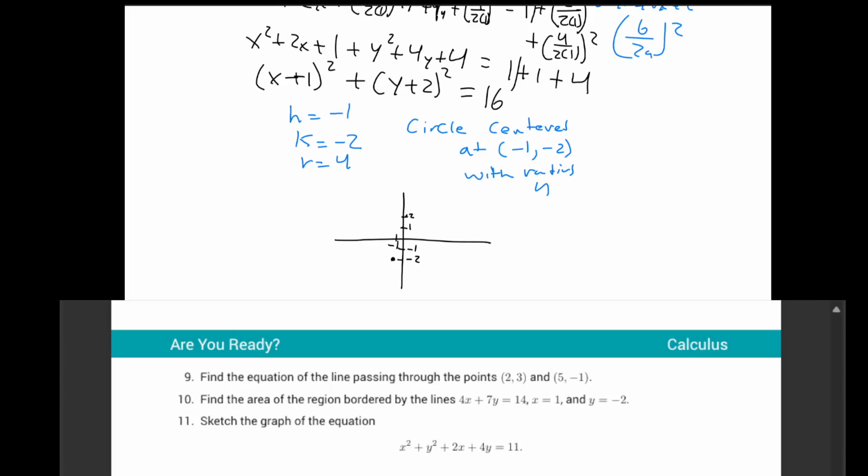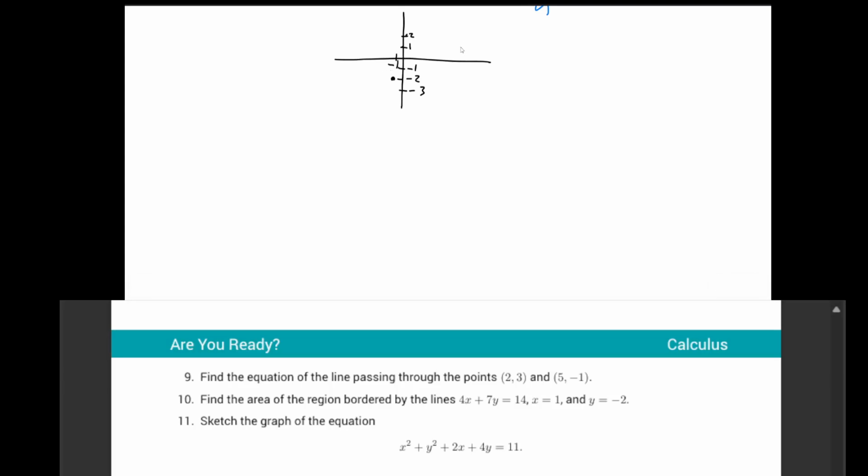Why am I not able to sketch graphs? Something like this. This is what your circle should look like. I don't think that's 100% correct. One second.